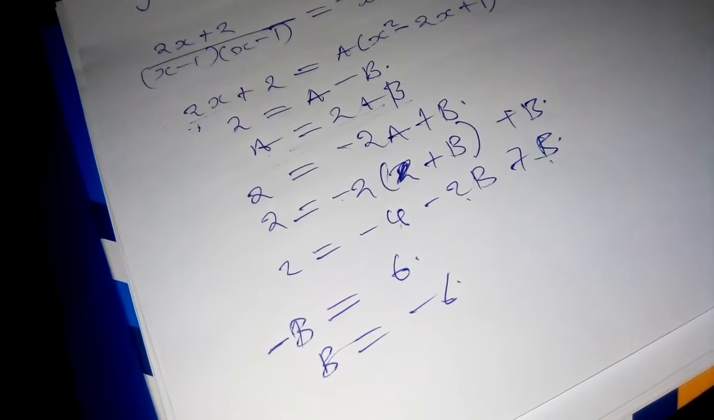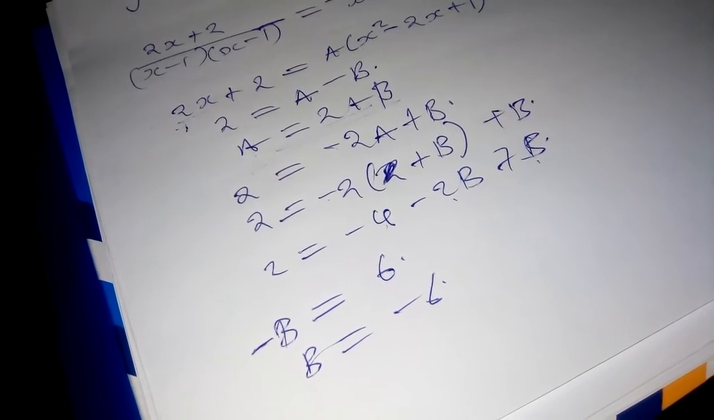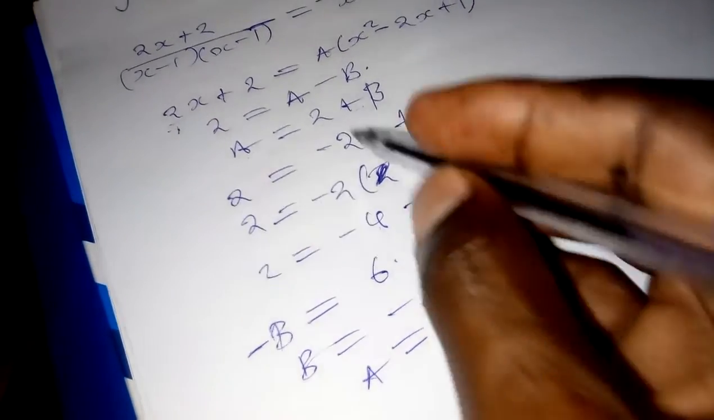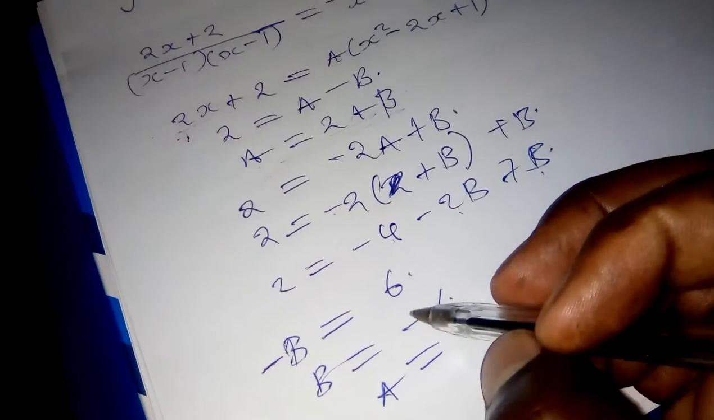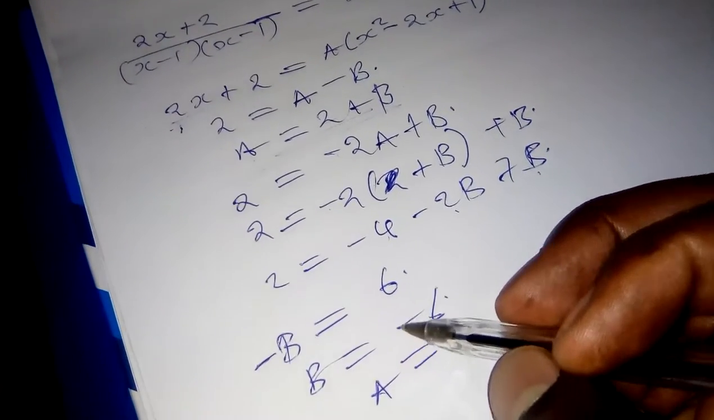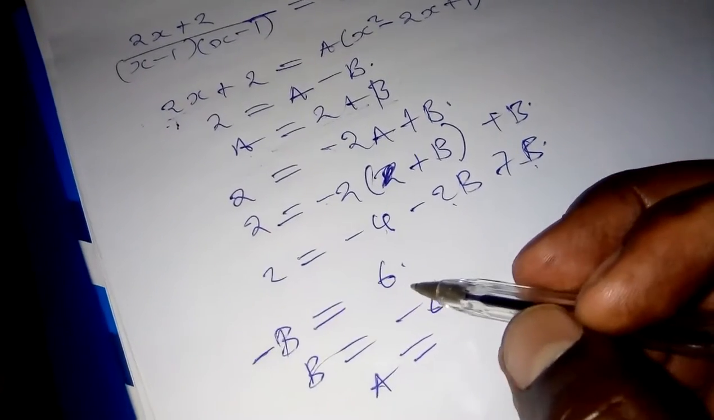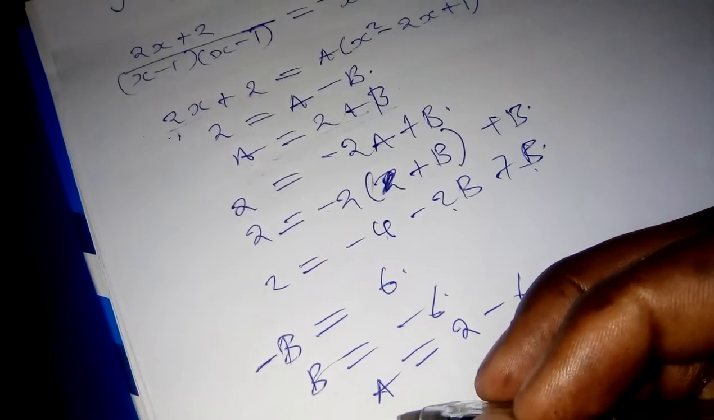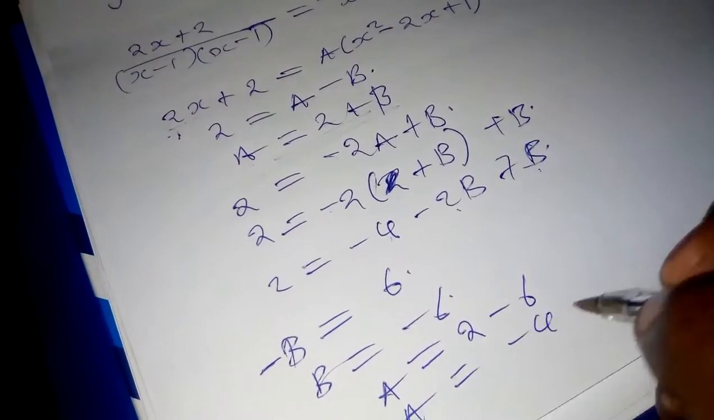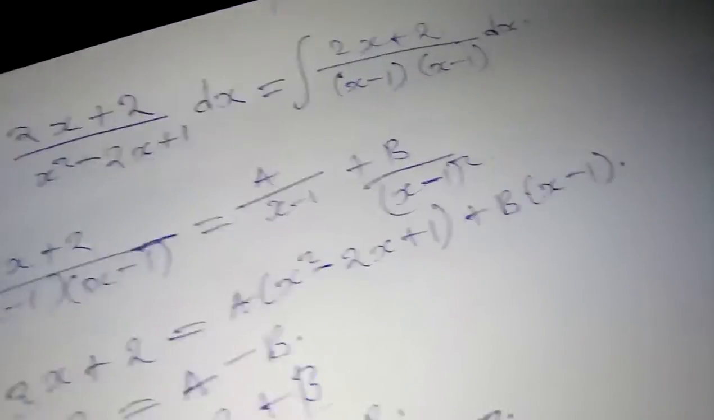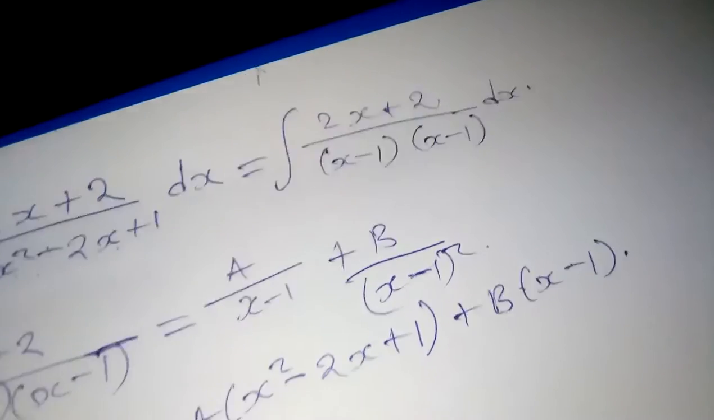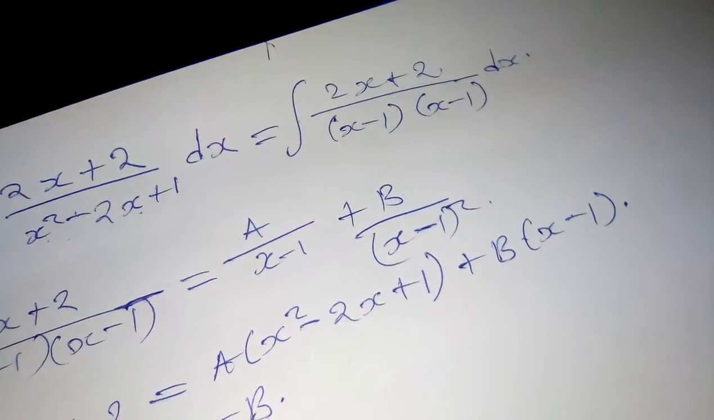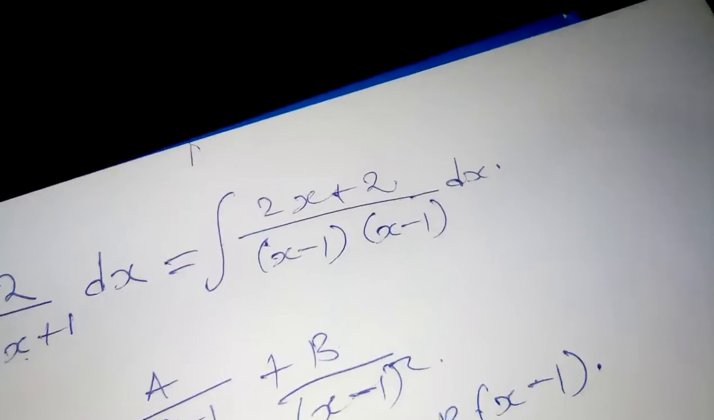And then apart from that, you also need to find A. So A is just going to be equal to 2 plus B, where there's B you put negative 6, so A is just going to be equal to 2 minus 6. So A is just going to be equal to negative 4. So we can now replace our values of A and B in the main expression there.